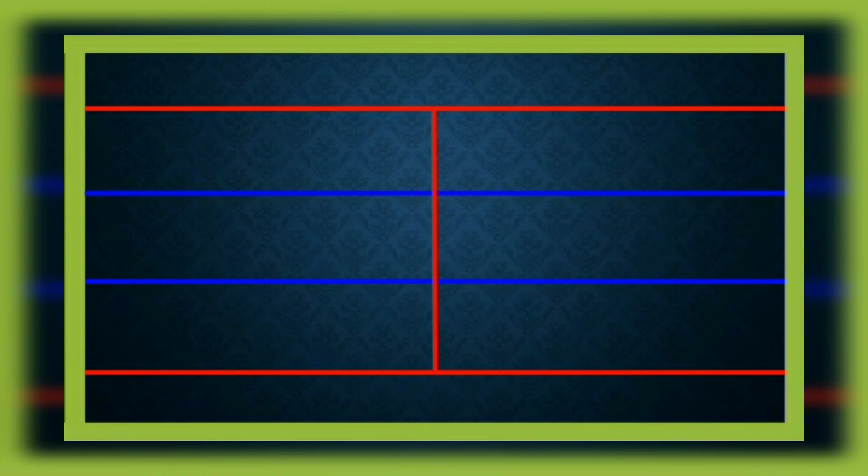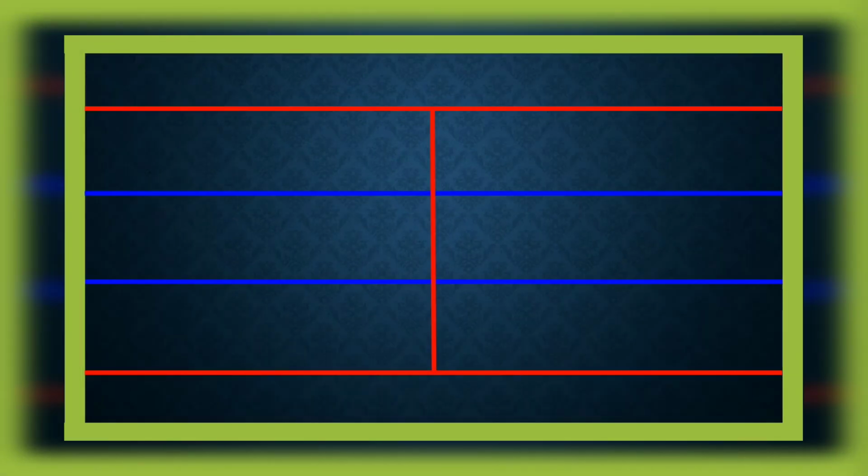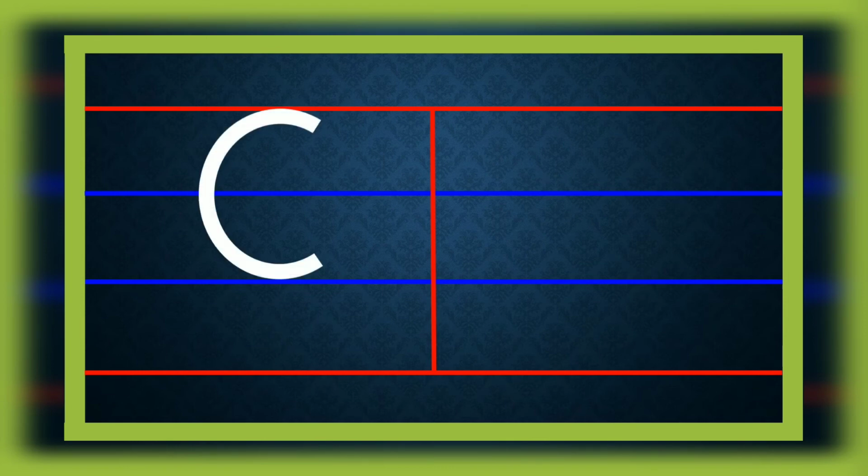Now let's see on the red and blue line. So when we write capital C, we are going to write it from the top red line. Write your left curve, come till your second blue line. So this is capital C.